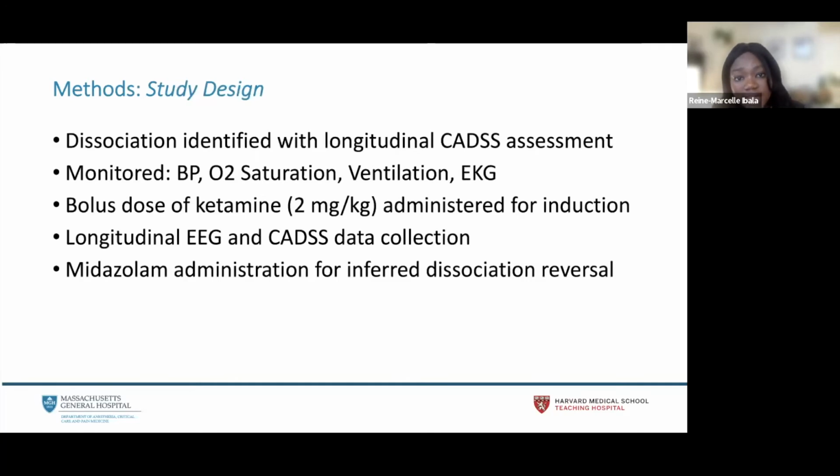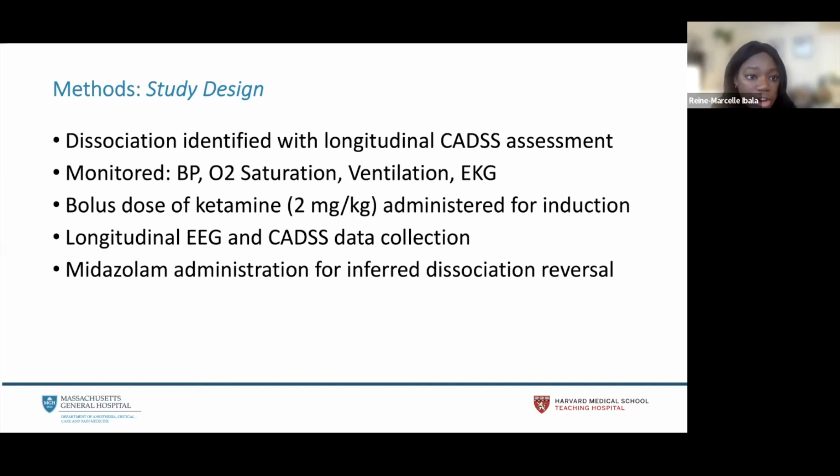Now looking at our study design, as stated, we ended up using the CADSS to be able to understand and characterize dissociation. This is a previously validated tool for dissociation assessment, which measures perceptual, behavioral, and attentional alterations during dissociation. While the normal scale has 27 items scored, in the literature, a modified version is commonly used for ketamine trials that uses 23 items instead.